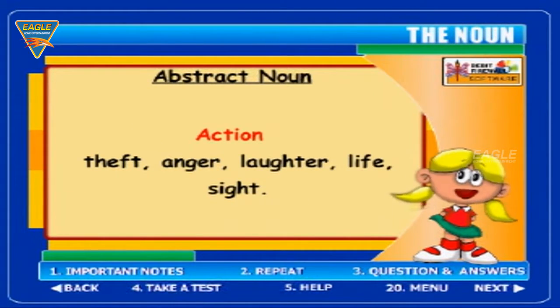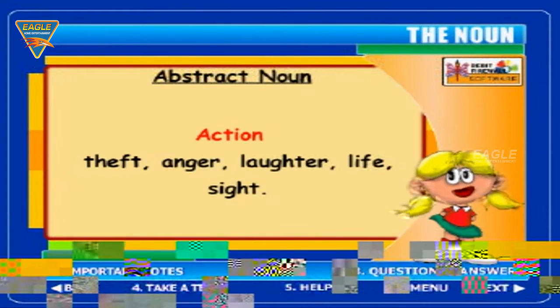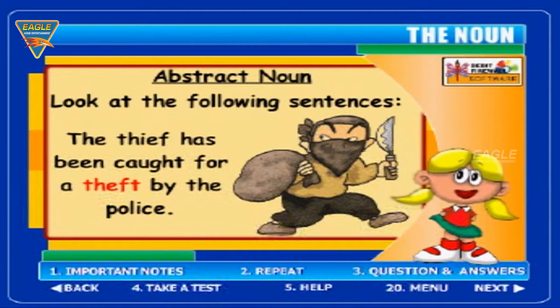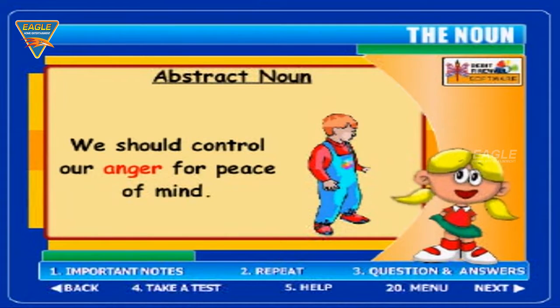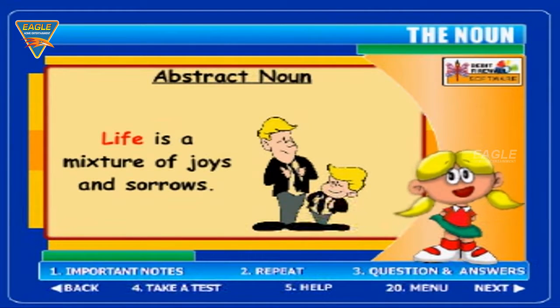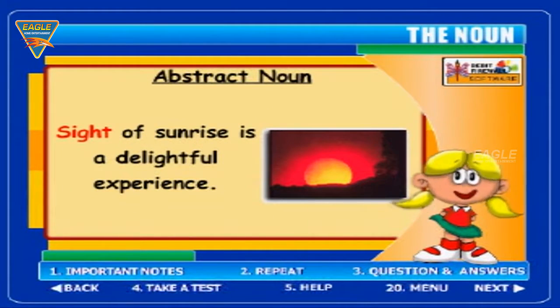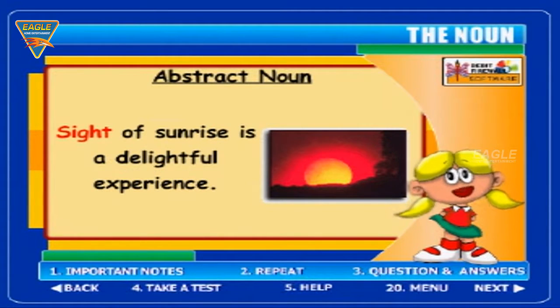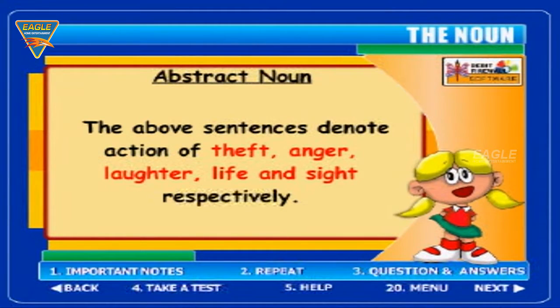Action, like theft, anger, laughter, life, and sight. Look at the following sentences. The thief has been caught for a theft by the police. We should control our anger for peace of mind. Laughter is the best medicine. Life is a mixture of joys and sorrows. Sight of sunrise is a delightful experience. The above sentences denote action of theft, anger, laughter, life, and sight respectively.